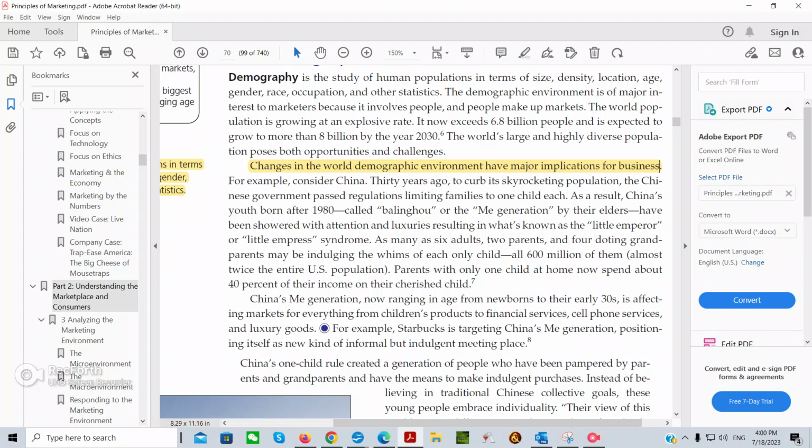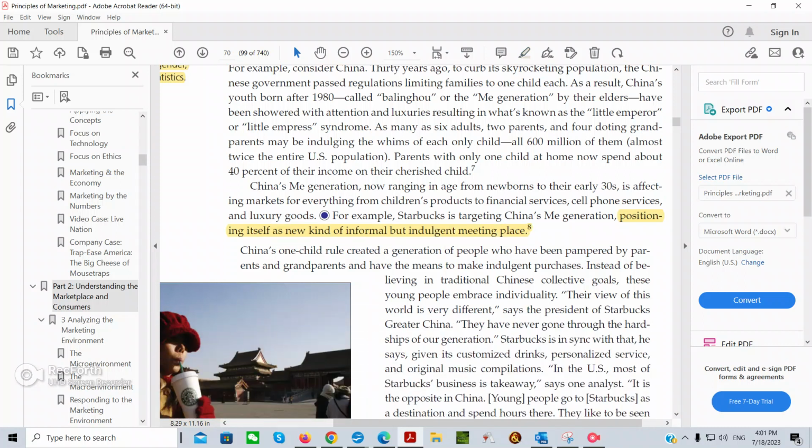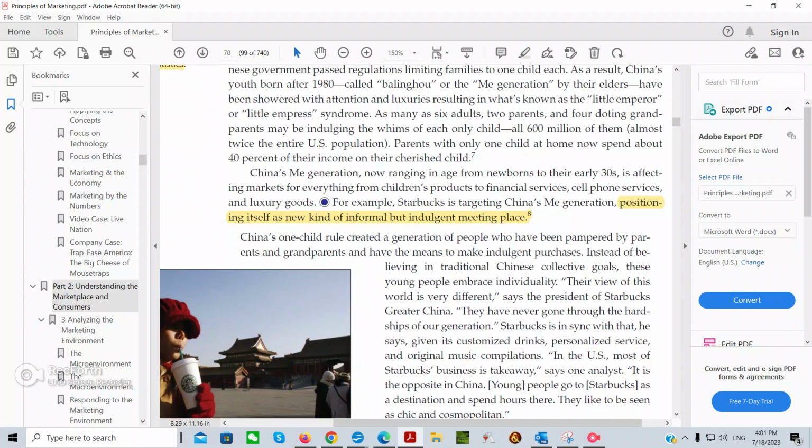So if you're the only child, guess what they're going to do? They're going to focus the marketing towards an only child, right? And they're going to encourage more. They're going to spend more on one kid than on other ones. For example, Starbucks is targeting China's Me generation, positioning itself as the kind of informal but indulgent meeting place. Why? Because there's only one kid, so what they would spend is multiplied.